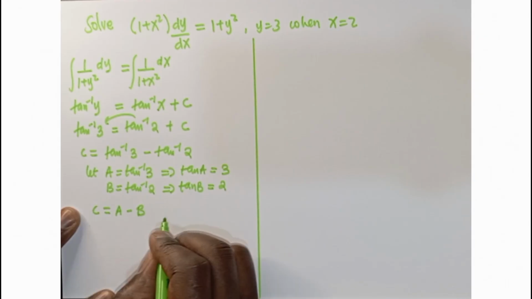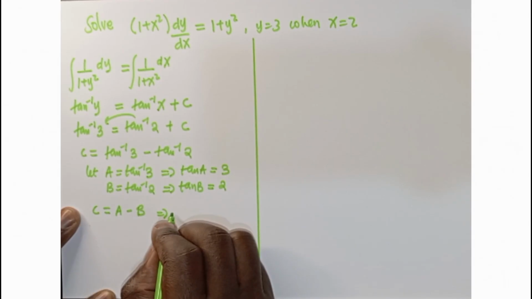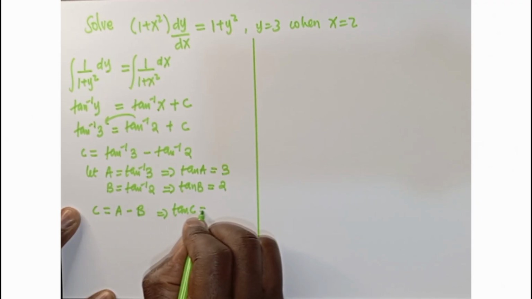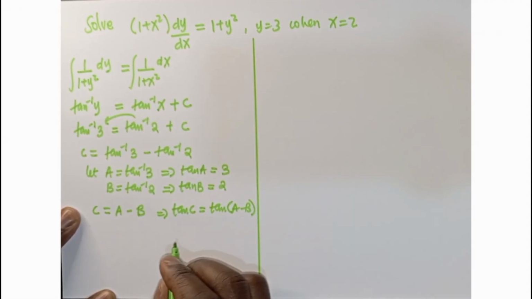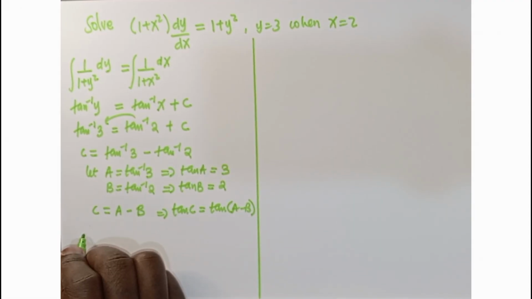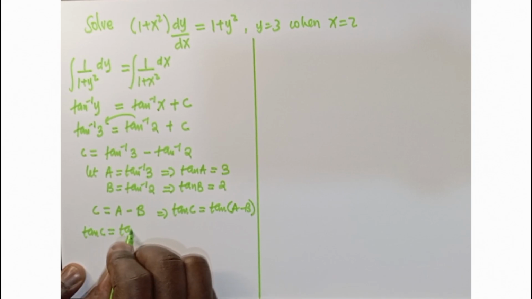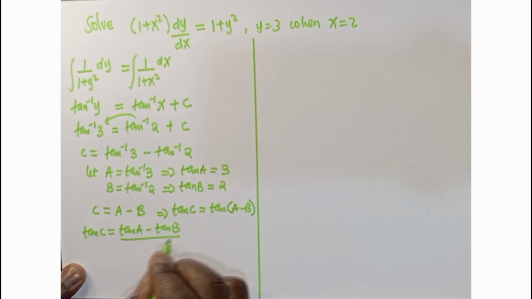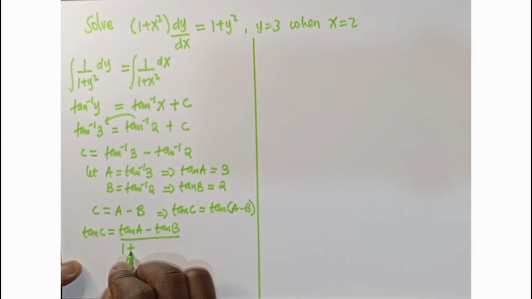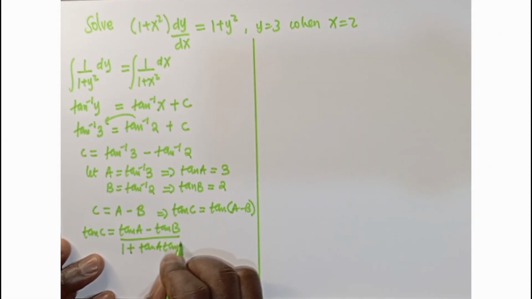Now I can apply tan on both sides. Applying tan on both sides, as we do it in trigonometry, tan of C will equal tan of A minus B. So when we expand this, we shall have tan of C equal to tan of A minus tan of B out of 1 plus tan of A tan of B.